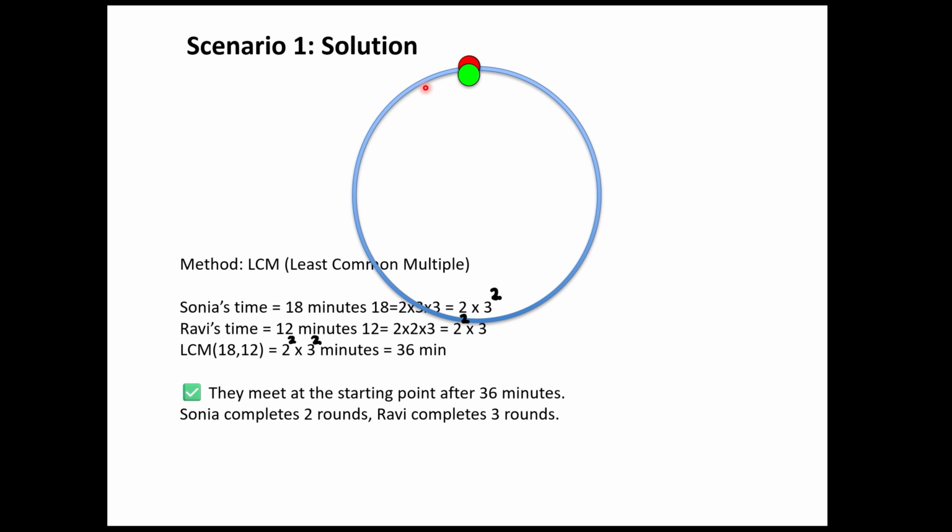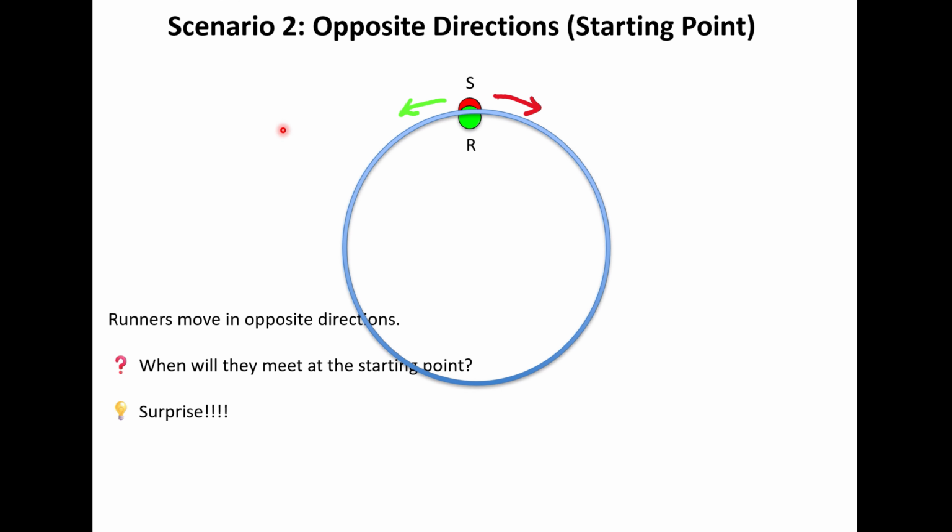That means after 36 minutes, both Sonia and Ravi will meet at the starting point. By that time, Sonia would have completed only 2 rounds, but Ravi, since he is faster, will complete 3 rounds. Now, let us go into scenario 2. In scenario 2, Ravi will run in one direction and Sonia will run in the opposite direction. That means they both will not run in the same direction.